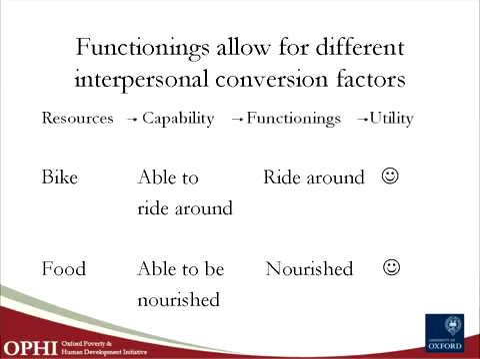So the same amount of a commodity, a resource, and this could be income, this could be food, this could be any other resource, might go along with different levels of capability and different levels of functionings. And Sen calls this the ability of different people to convert resources into functionings. So a disabled person might require more resources to convert into mobility, to simply get around, because they require a wheelchair or they require assistance to move around.